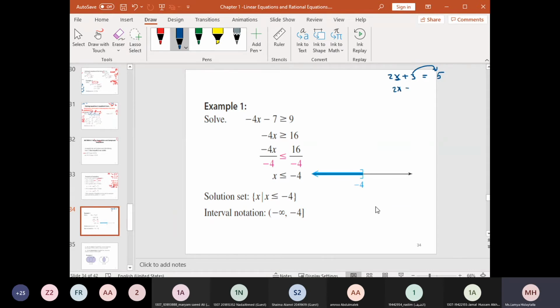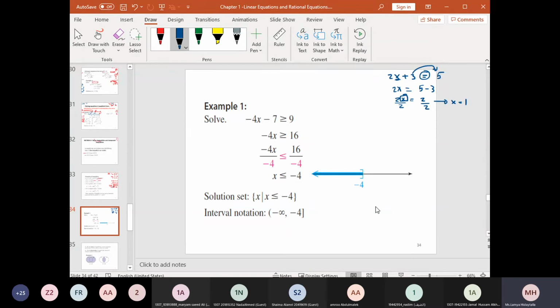So it's going to be 2x is equal to 5 minus 3, which is 2. 2x is equal to 2. So now we have x as a subject alone. So what do we do? We divide here over 2 and we divide here over 2. That implies x بتساوي 1. ده في حالة equality. Okay.